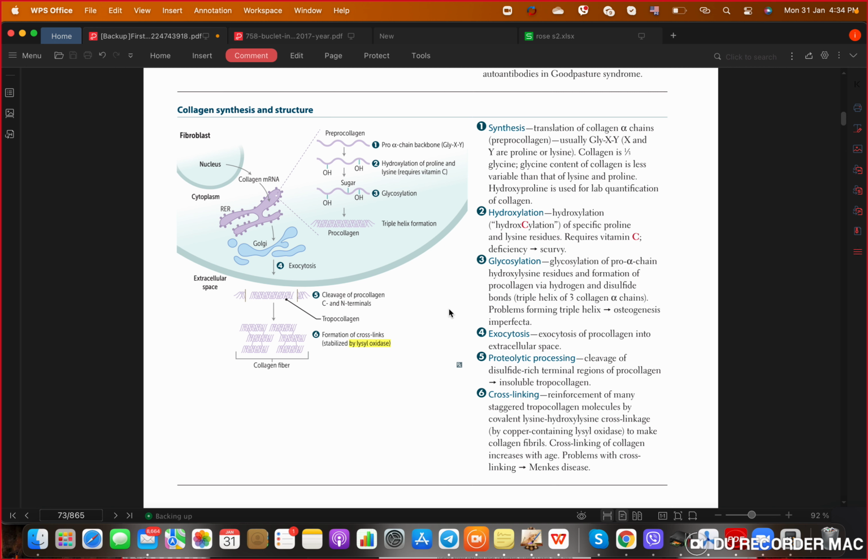So this is only for proline and lysine residues, not for glycine, right? Yes. We only hydroxylate proline and lysine. So what is hydroxylation? It's the addition of an O and an H.